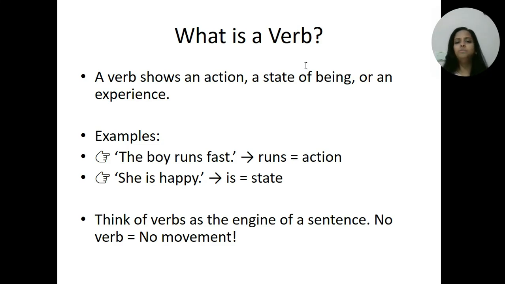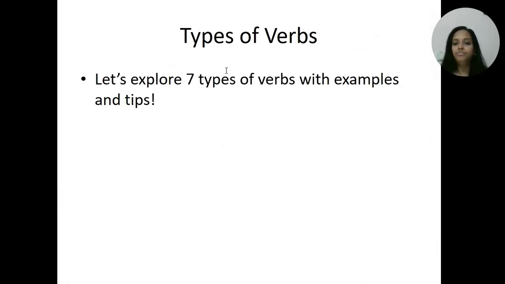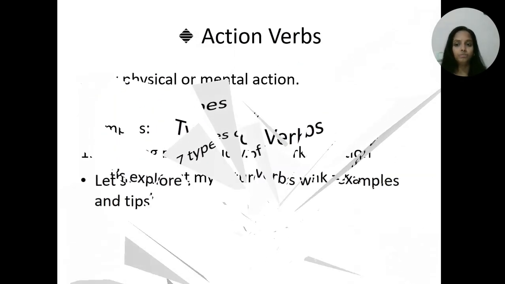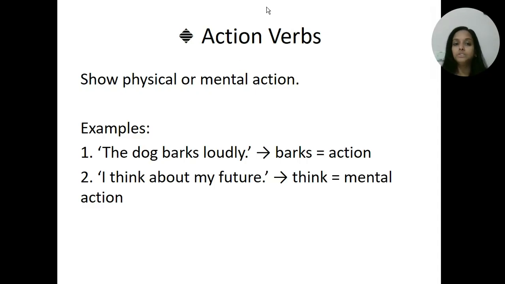So remember, verbs are like the engine of a car. Without the engine, the car doesn't move. Similarly, without a verb, a sentence doesn't work. Let's see the different types of verbs. The first one is an action verb. Action verbs are verbs that show physical movement or mental activity. They tell us what a person, animal, or thing is actually doing. These actions can happen outside, like run, jump, eat, or inside your mind, like think, dream, imagine.